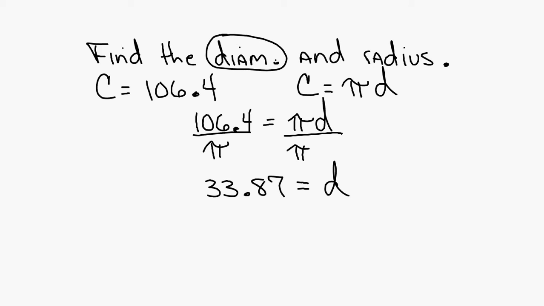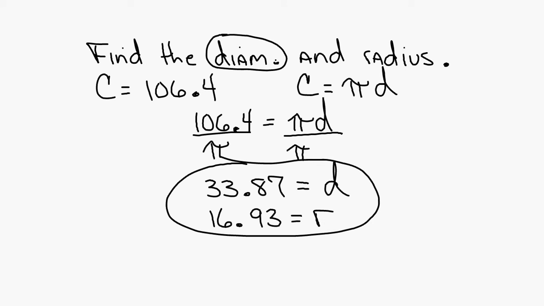So while that's sitting in your calculator, the radius is half the diameter, isn't it? If the radius is half of the diameter, your diameter's in your calculator, just push divided by 2 and hit equals. So 16.934, that would be 16.93, is equal to the radius. So there's your diameter and your radius if you're given the circumference. Does that make sense?